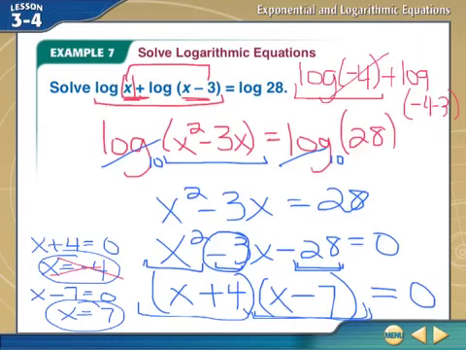And when I go back and plug in 7 for x, I'm going to get log of 7 plus log of 4, because 7 minus 3 is 4, and that should equal log of 28. So I'm going to say that x equals 7 is our only solution. If 7 had turned out to not work in the original equation, then we would say that this logarithmic equation had no solution. But since when we plugged in 7 for x, both sides equaled out, you would say x equals 7 is your solution.